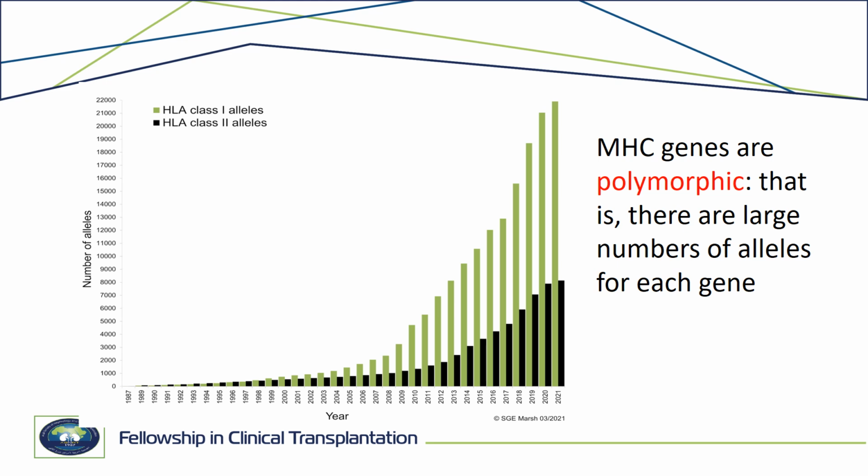Another important feature about the HLA is that it is polymorphic. It's known to be the most polymorphic genetic system in humans. This means there are thousands of alleles present for each gene. The graph shows on a yearly basis the number of HLA alleles discovered every year, starting from 1987 till 2021. Every year, new alleles are added. So if you look at 2021, you will see that we have more than 21,000 HLA class 1 alleles and more than 8,000 HLA class 2 alleles.